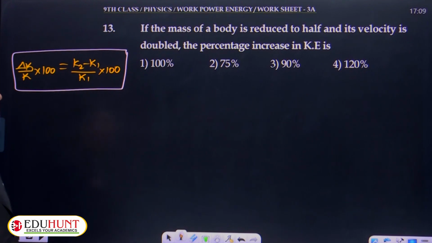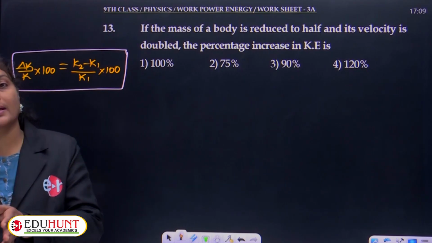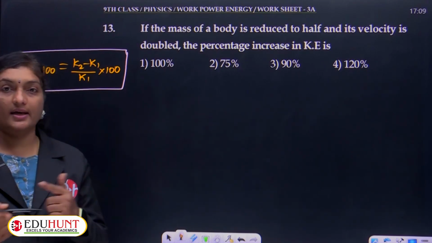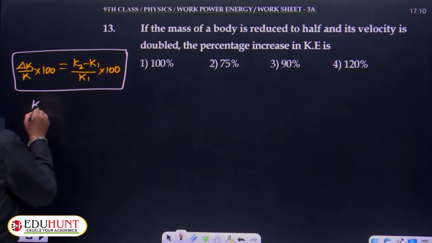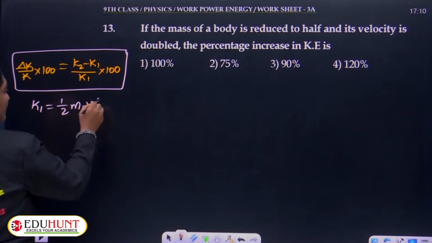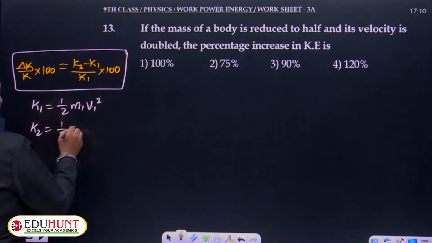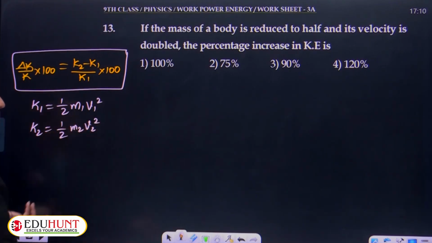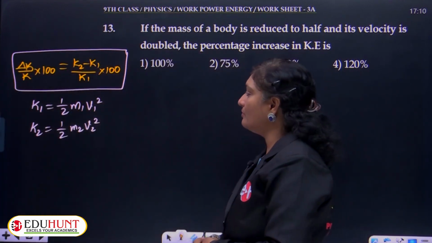So, if the mass of a body is reduced to half and its velocity is doubled, find the percentage increase. First of all, you need to know what K1 is. You also need to know K2 and then the difference between K2 and K1. So, a lot of things we have to solve, children. First of all, what is the value of K1? Half M1 V1 square. And what is the value of K2? Half M2 V2 square. That's it.